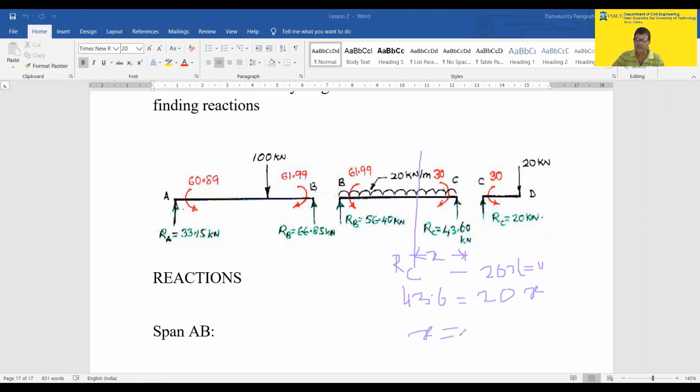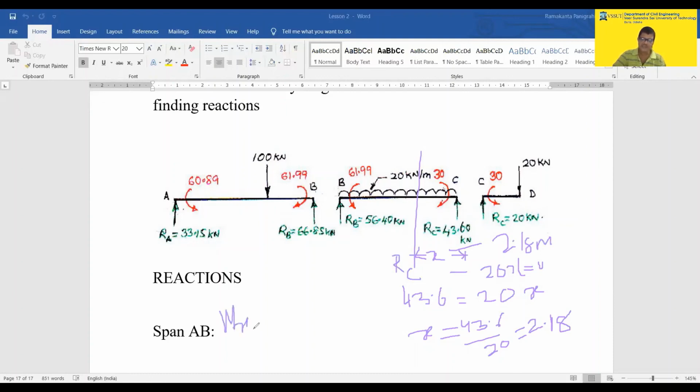X is equal to 43.6 by 20. So what value comes? 20 into 2 is 40, then 3.6, which comes to 2.18 meter. So at a distance of 2.18 meter, the bending moment is maximum. So calculate the value of bending moment, where the bending moment will be.